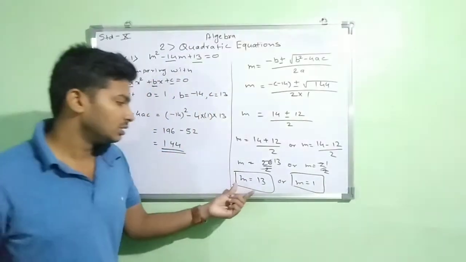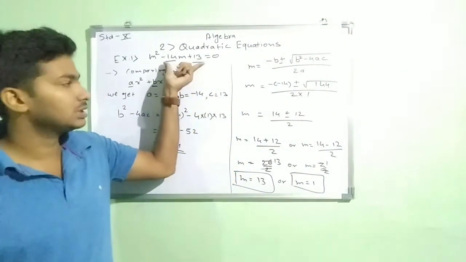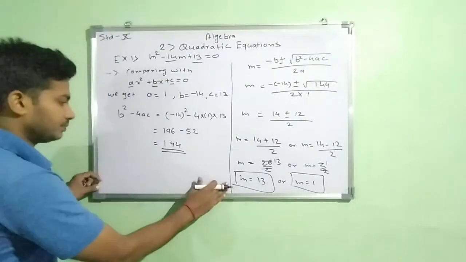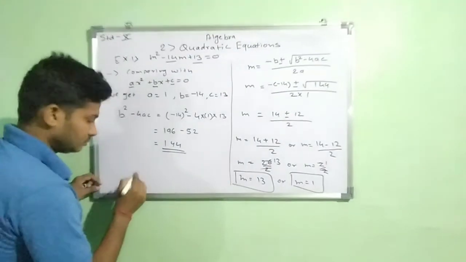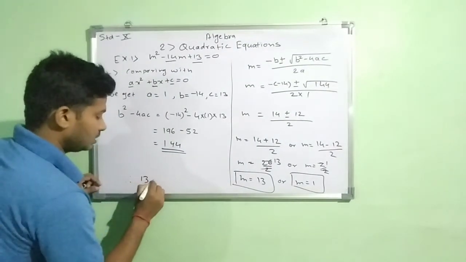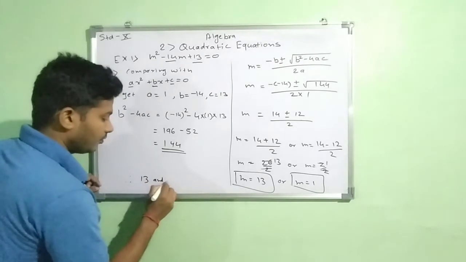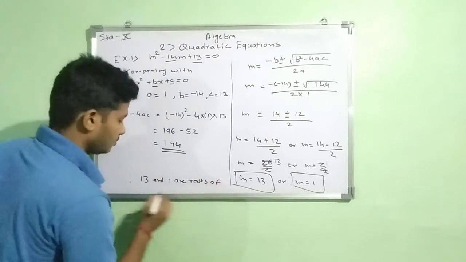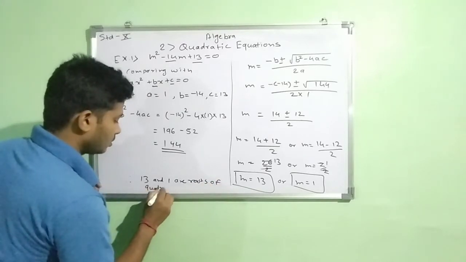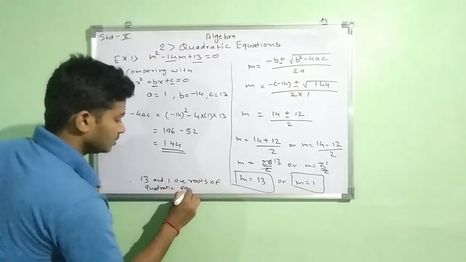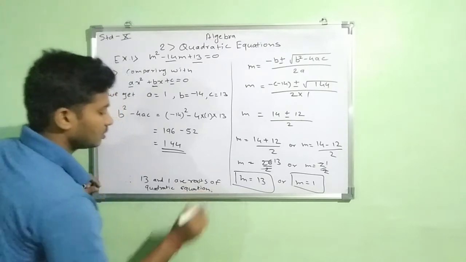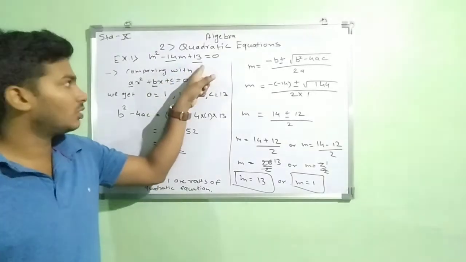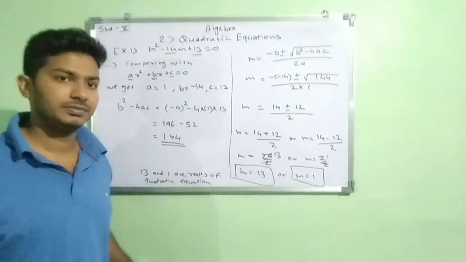These are the roots of that given quadratic equation by formula method. Okay, therefore 13 and 1 are roots of the quadratic equation. Okay, so this is how we have to solve our quadratic equation by using formula method.